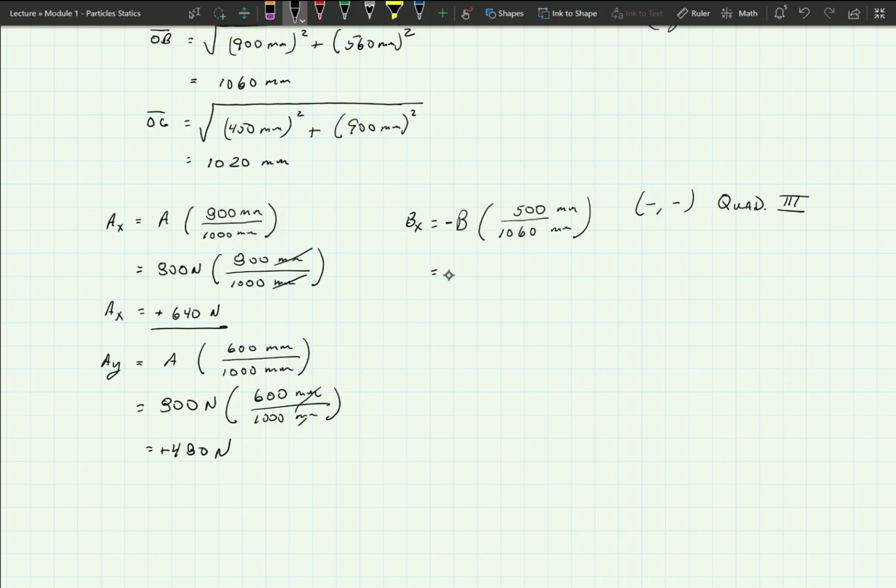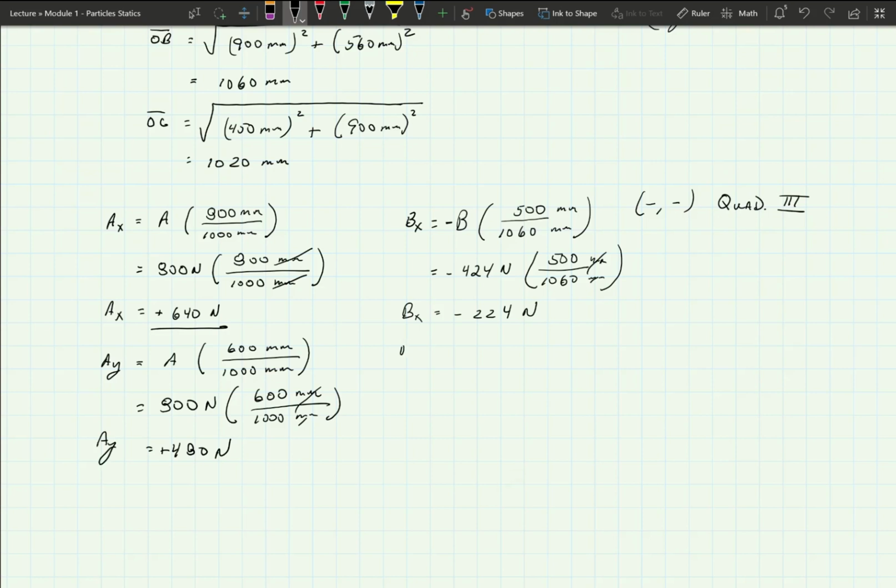Okay, anyway, so vector B was negative 424 newtons, times the ratio of 500 over 1060. The millimeters cancel out, and we are going to get B of x is equal to a negative 224 newtons. Okay, and I'm going to go back over here and put A of y in there.